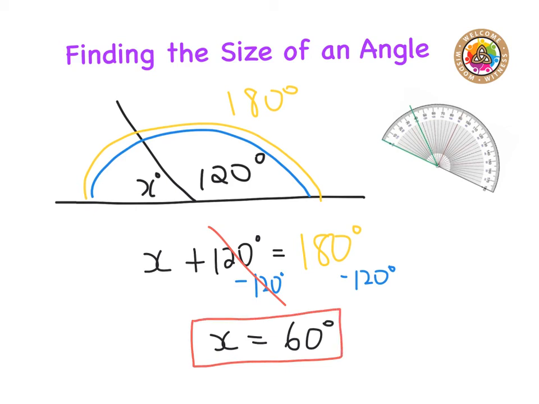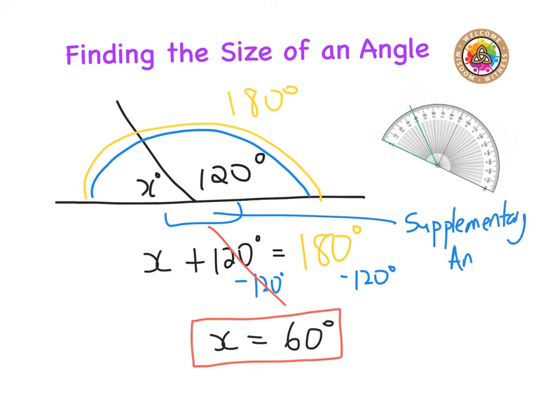And these two angles here that add together to give 180 degrees, they're called supplementary angles. Okay, another type of angle. Supplementary angles.